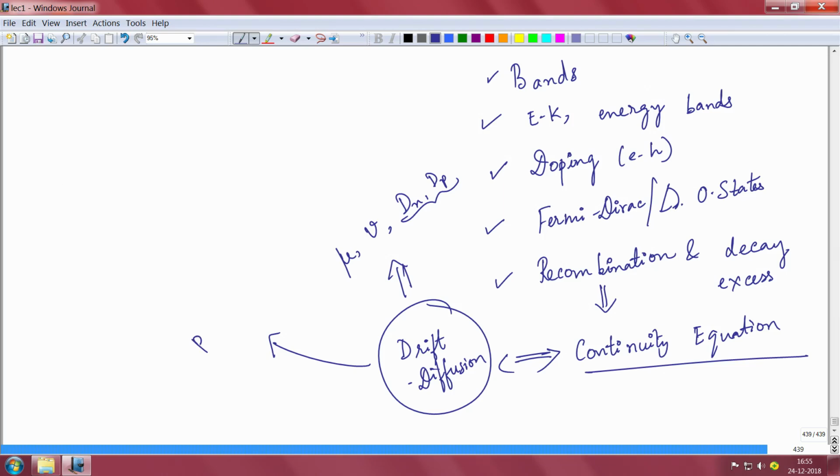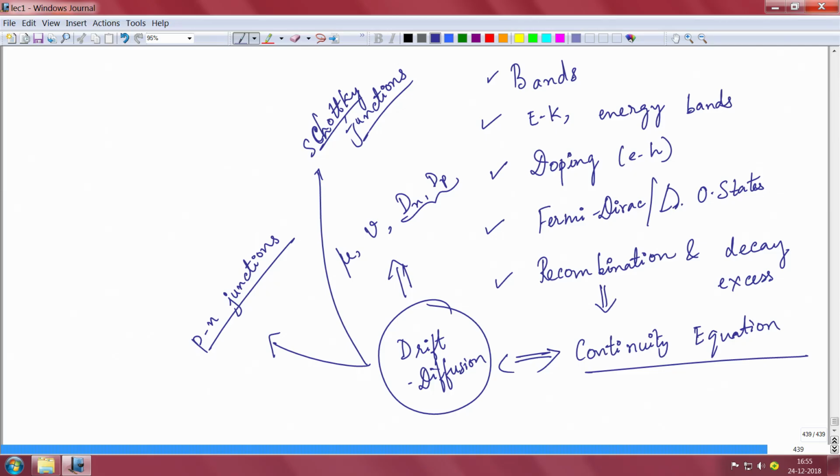We moved to basics of PN junctions: forward bias of PN junction, reverse bias PN junction, breakdown, and so on, capacitance, voltage, how PN junctions work. We also had studied Schottky junctions, that is metal-semiconductor contacts, how they can form Schottky and ohmic barriers, the IV relation. They also have capacitance and so on.